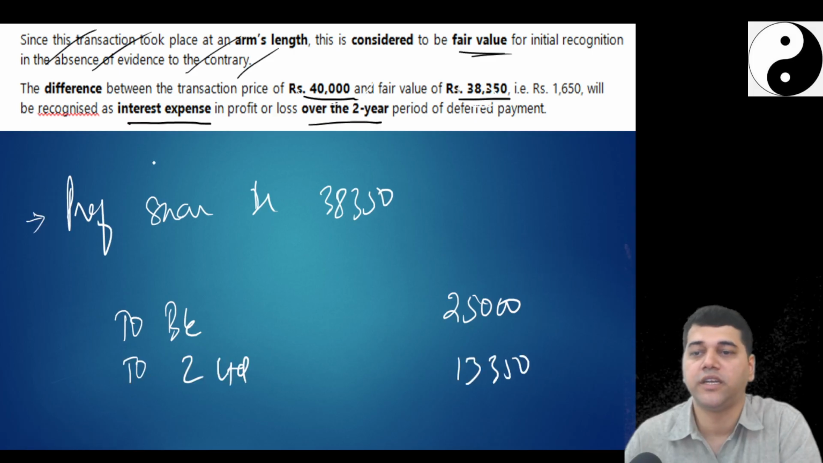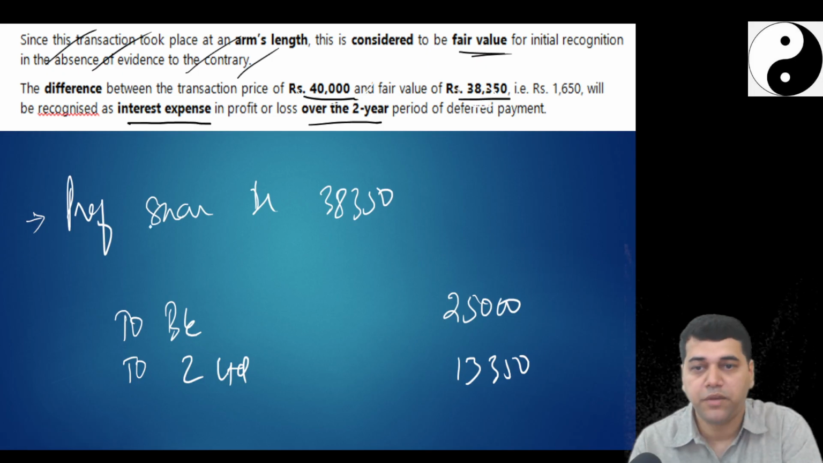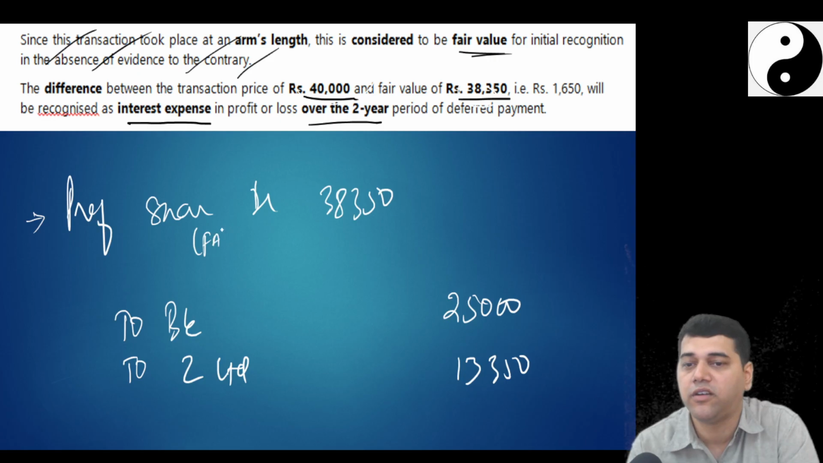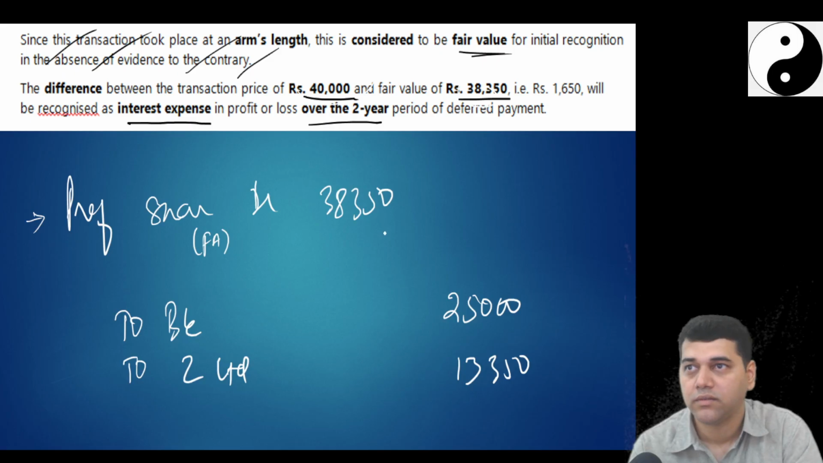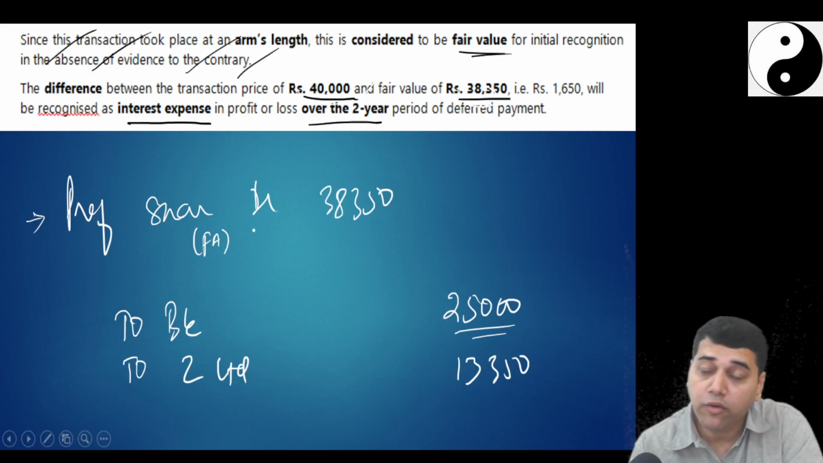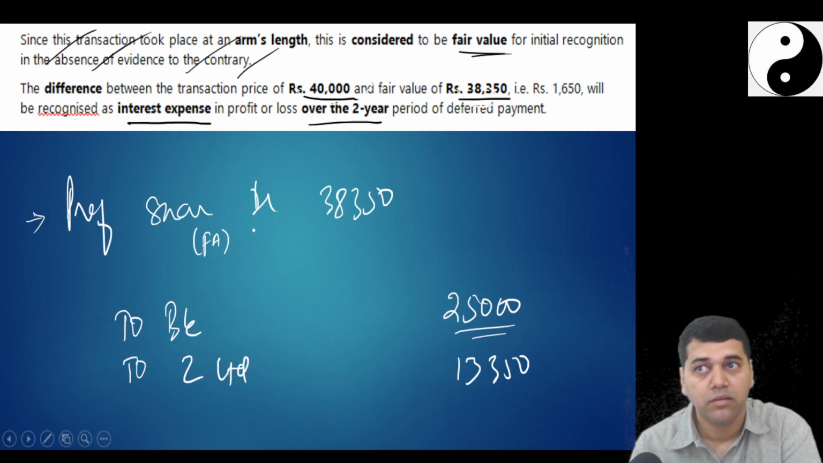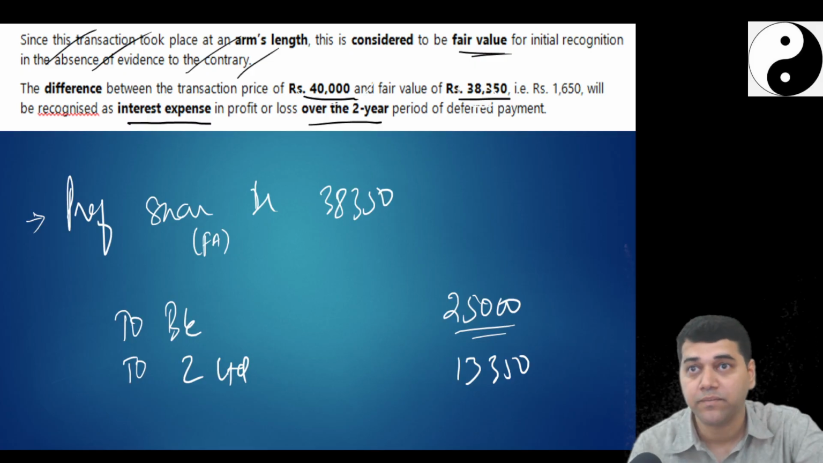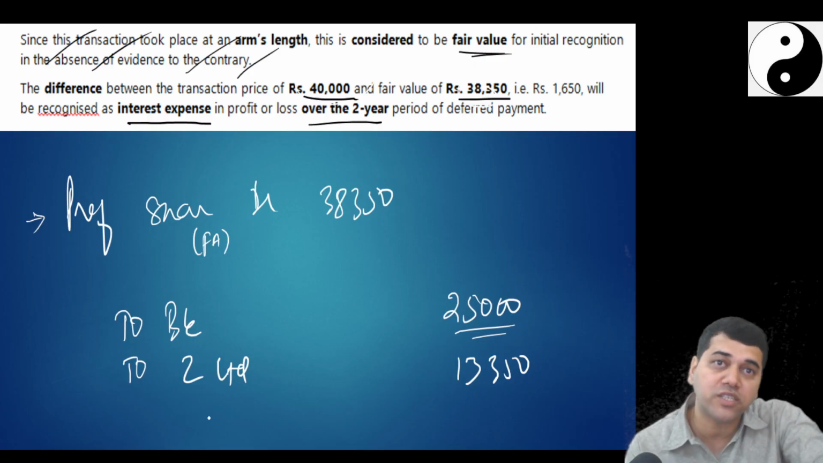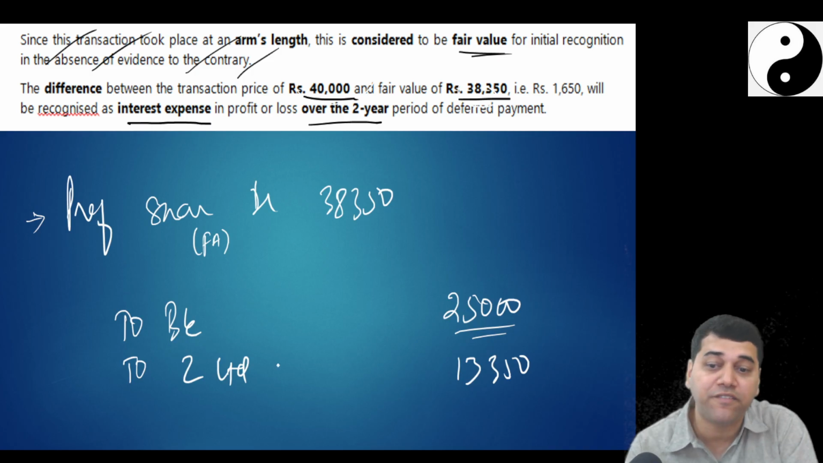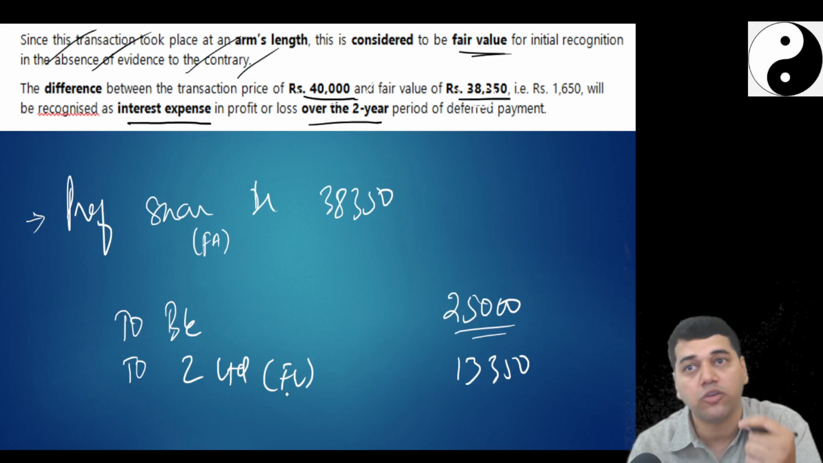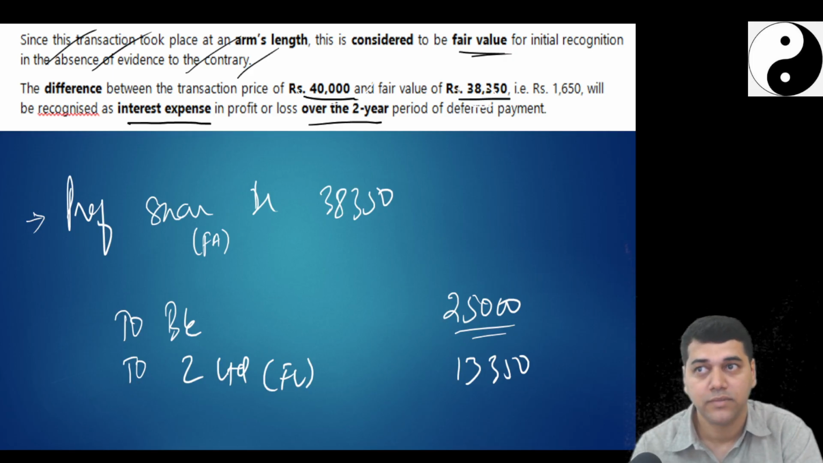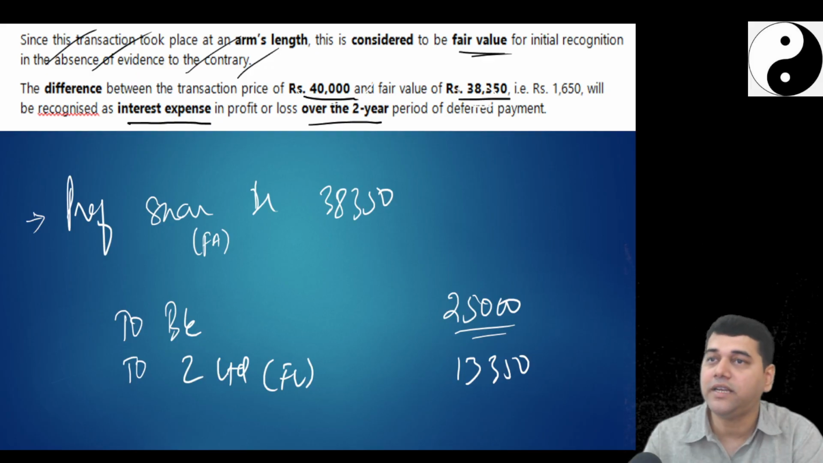See, this will be my journal entry. Not required, they didn't ask you. Preference shares you are going to recognize. This is your financial asset. Okay, 38,350. Now bank 25,000 you paid. See, today only you got shares, for which 15,000 is yet to be paid 2 years down the line. So that's why you recognize that 2 years down the line what you need to pay, its present value as a financial liability, because you have got a contractual obligation to pay the cash. Understood?